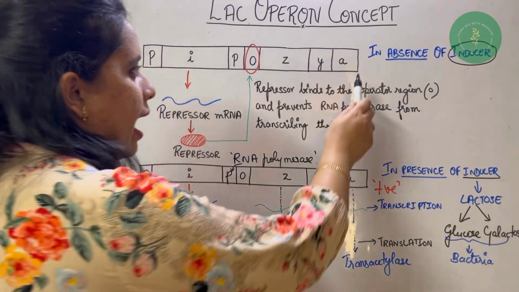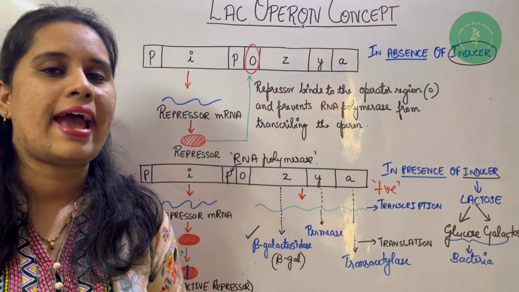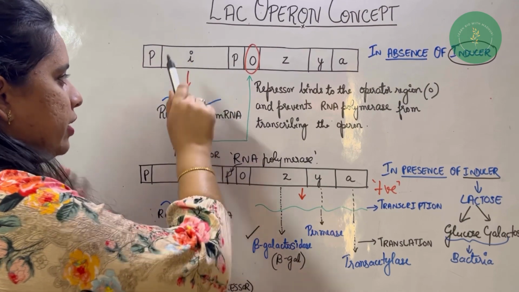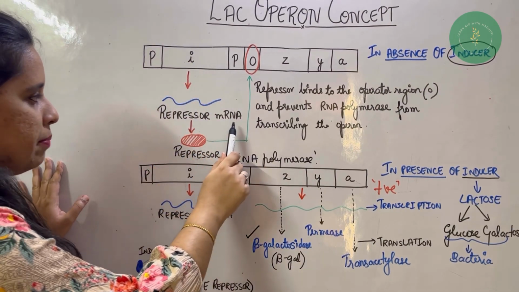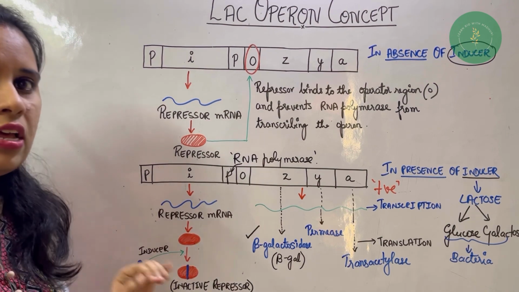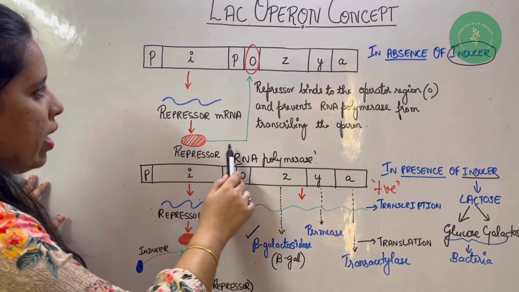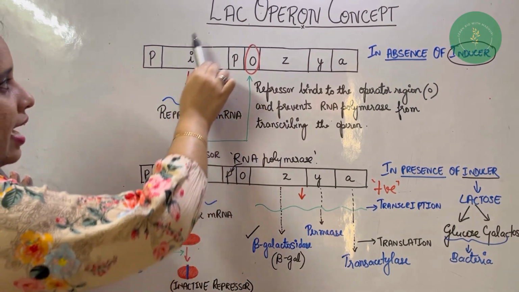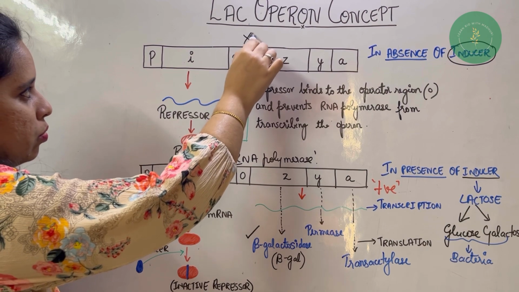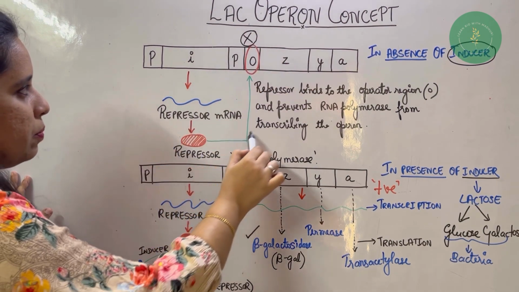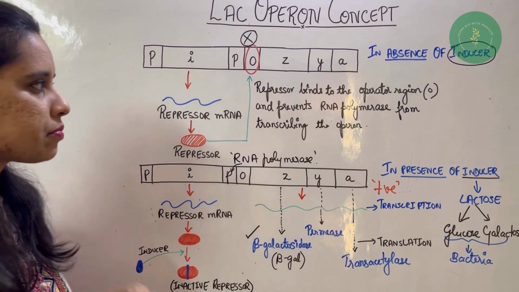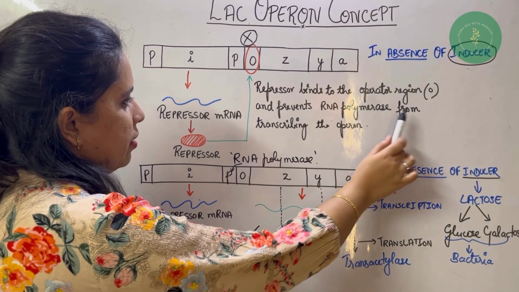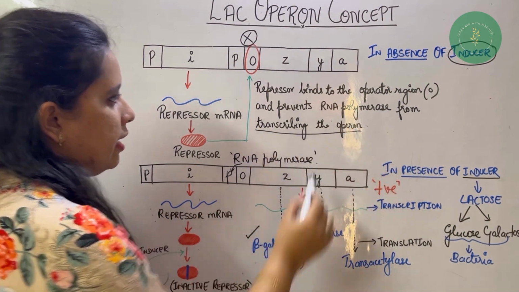Now, in the case of absence of the inducer, there is no lactose present. What will happen? The I gene is already going to produce repressor mRNA and then the repressor protein. This repressor protein can go and bind to the operator region. So can the RNA polymerase come and bind here? No, because the repressor protein is already blocking the region, right? So the repressor binds to the operator region and prevents RNA polymerase from transcribing the operon.